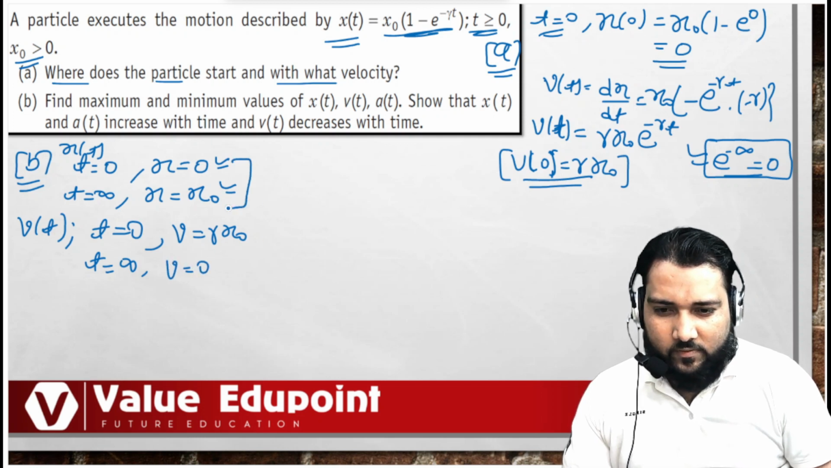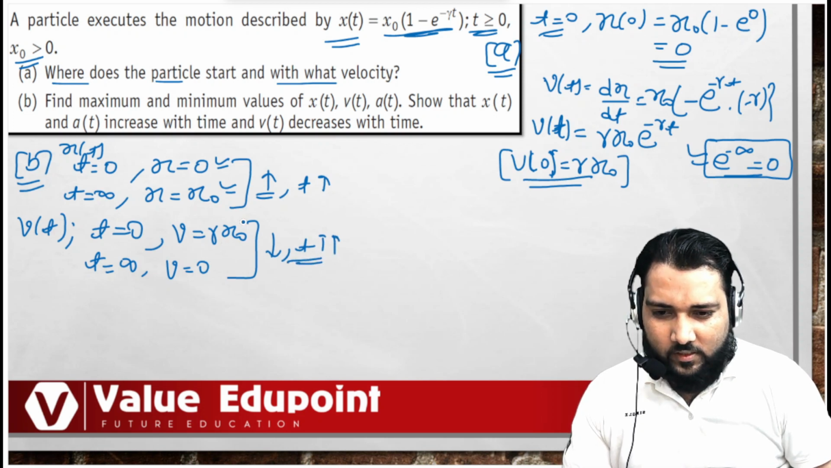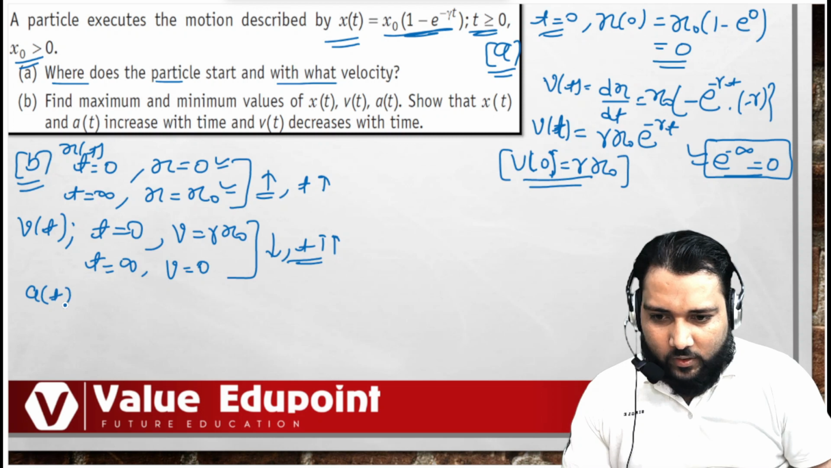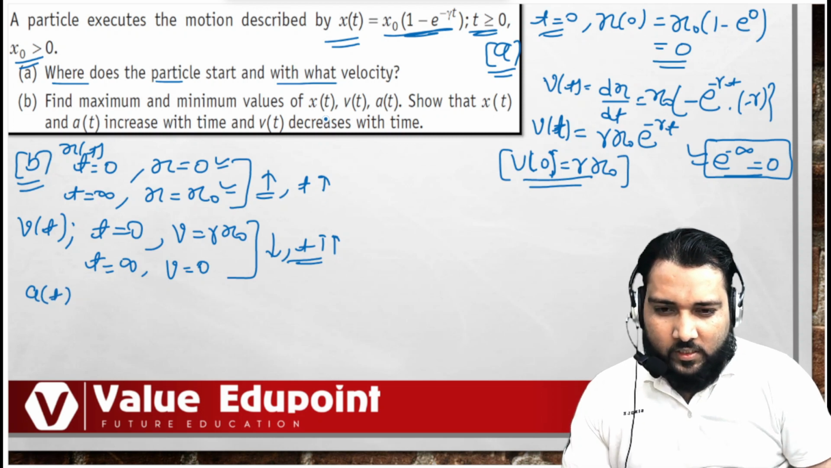So guys, x is increasing with time. When time increases, x is increasing, but here you can see, when time increases, this value is decreasing. Is it okay, guys? Initially the velocity is gamma x naught, but as time goes to infinity, the velocity becomes 0. And the acceleration, now we can see this is a periodic motion. So in periodic motion, where velocity is 0, the acceleration will be maximum.